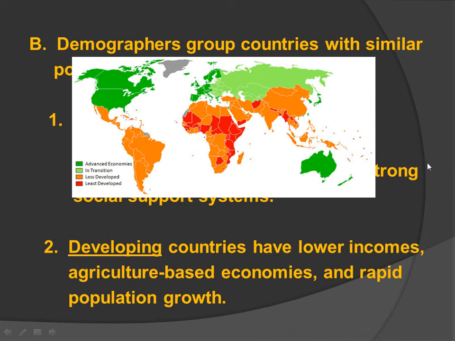Number 2, developing countries have lower incomes, agricultural-based economies, and rapid population growth. So what scientists see is this pattern over and over and over. So there is some sort of connection going on here to those characteristics. All of the red, and especially in the red countries, is where you see the very rapid population growth. Orange, not quite as bad as the ones in red as far as population growth, but they're still considered developing.